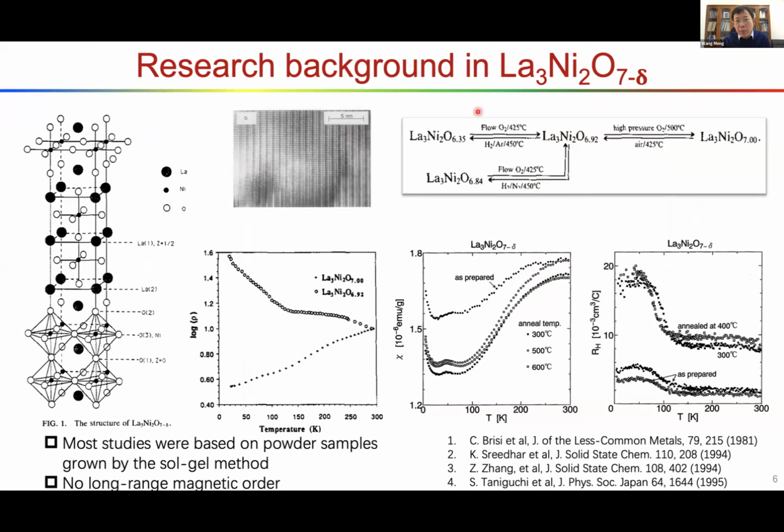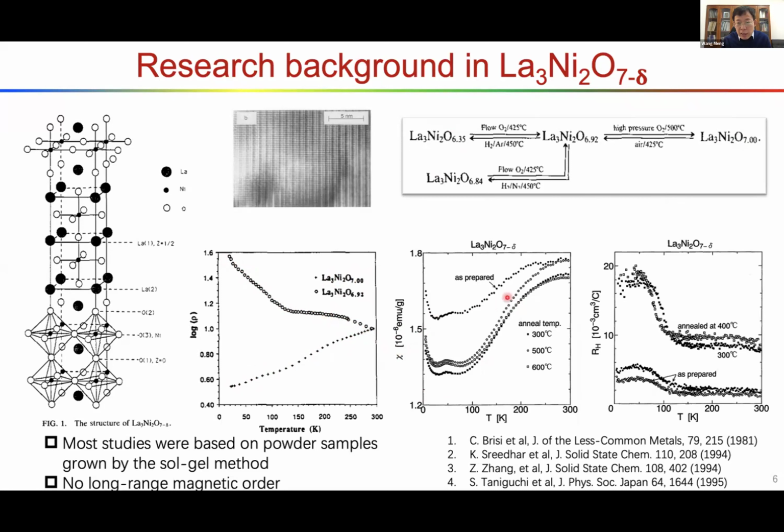This compound can be synthesized by the solid-state reaction method or the sol-gel method. But for the powder samples, there is oxygen vacancy. We can flow high-pressure oxygen and anneal at a high temperature to get oxygen-full samples, where the oxygen content is close to 7. If we flow hydrogen or other gas at high temperature to anneal, we get compounds with more oxygen vacancies. The oxygen-full compounds are metallic, as we can see here. But with more oxygen vacancies, it becomes an insulator.